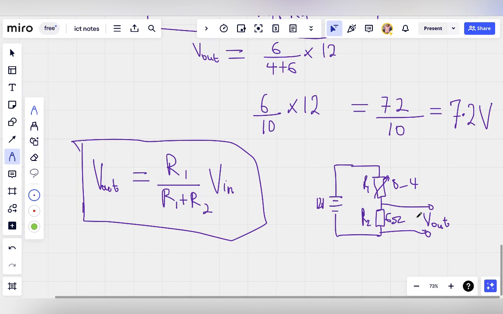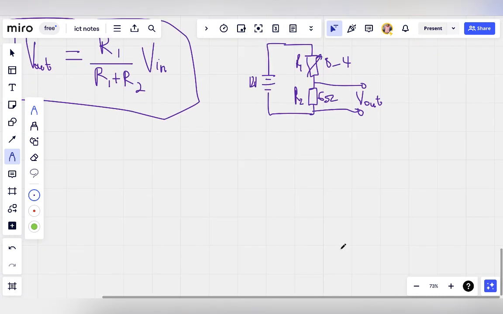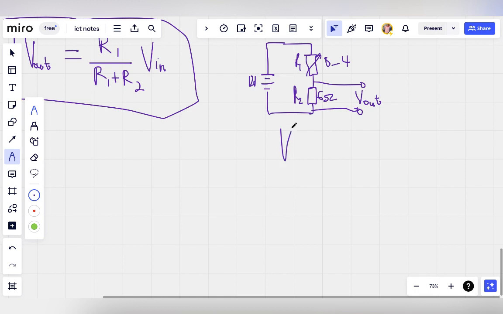So if you're given this type, then your output voltage is across R2. You always write the formula for the one that the output is across. Because this output is across R2, you say R2 over R1 plus R2. So you see the difference. This one is across R2, so you say R2 over R1 plus R2.